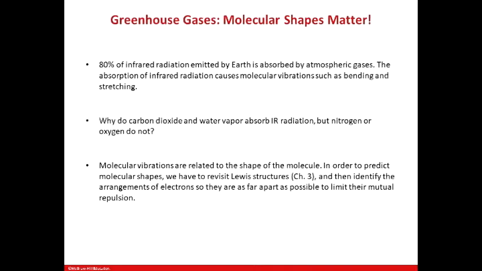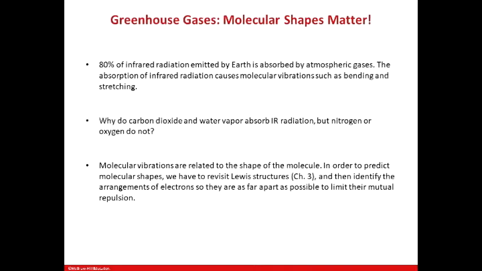In order to predict molecular shape, we'll have to visit Lewis structures. Recall Lewis structures in Chapter 3. We ask you to memorize certain ones. And then identify the arrangement of electrons so that they are as far apart as possible to limit their mutual repulsion. In other words, you have to draw a really good Lewis structure.